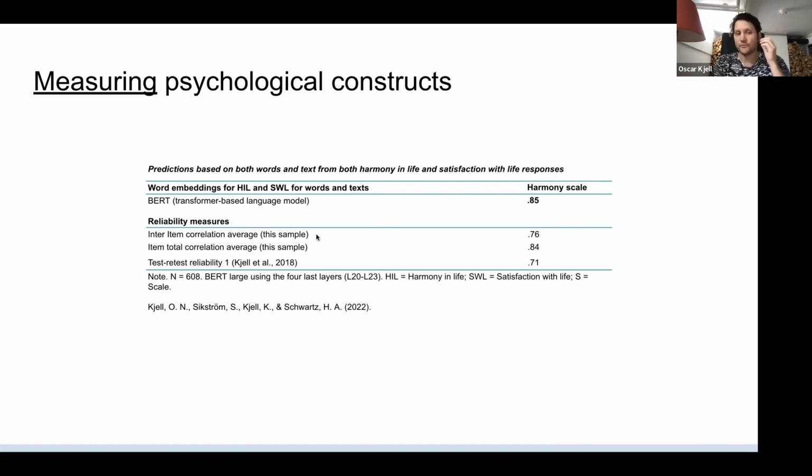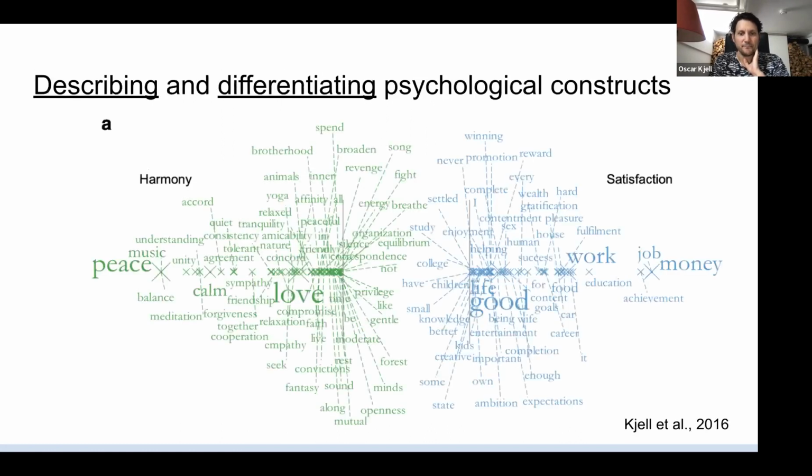From this and similar results, we argue that using this method, you can measure psychological constructs really well. We also argue that using this method, we get these unique experiences described with words or text, which can be used both for describing and differentiating psychological constructs.